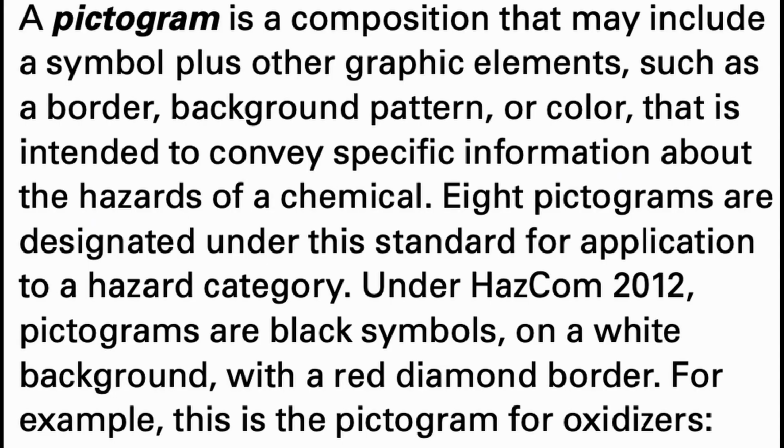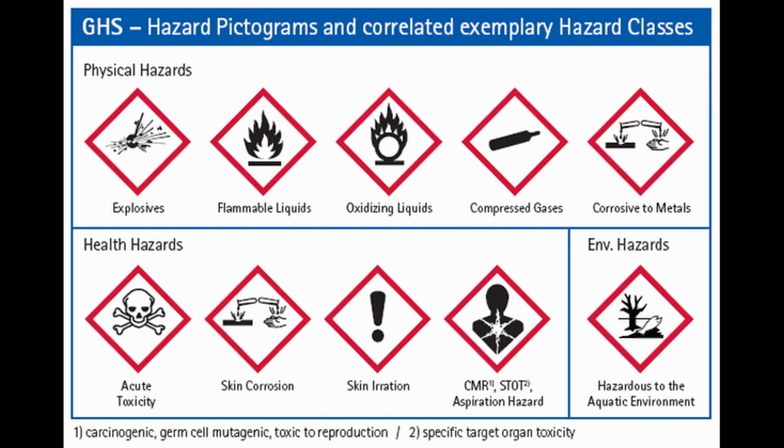Fourth, a pictogram is a composition that may include a symbol plus other graphic elements, such as a border, background pattern, or color that is intended to convey specific information about the hazards of a chemical. Eight pictograms are designated under the standard for application to a hazard category. Under HazCom 2012, pictograms are black symbols on a white background with a red diamond border. For example, this is the pictogram for oxidizers.